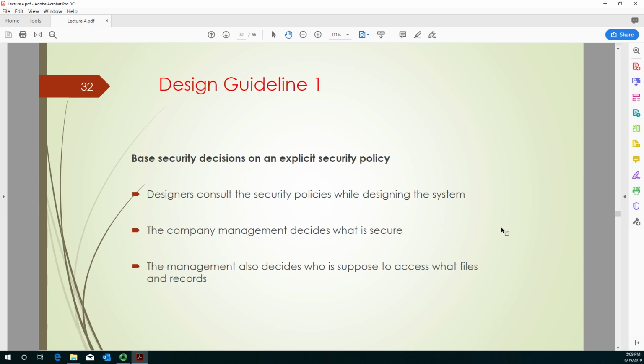So here are the basic guidelines for designing a secure system. Base security decisions on an explicit security policy. Develop the policy for security. And that gets into the idea of data governance, which we discussed in lecture 3. Who's supposed to access what part of the data? How do you authorize or authenticate that particular individual? All those things.